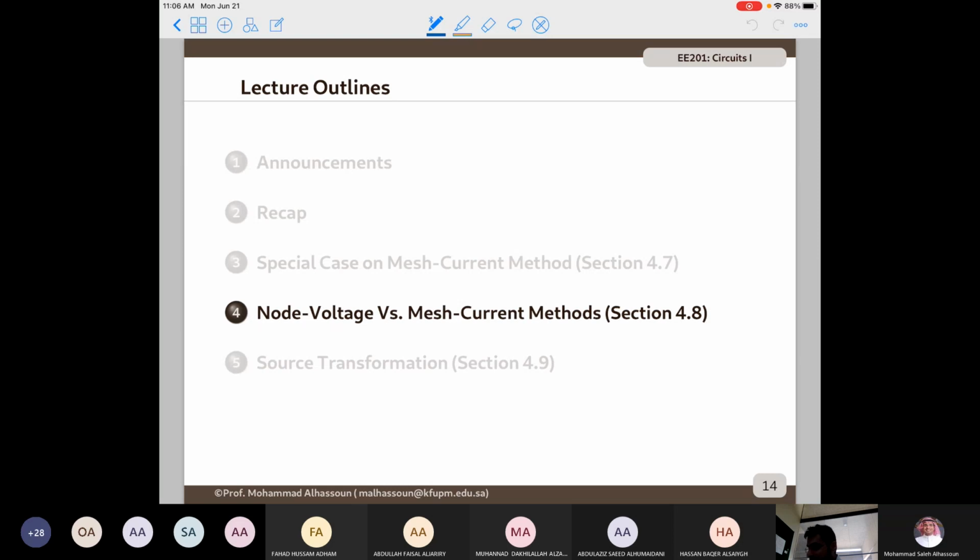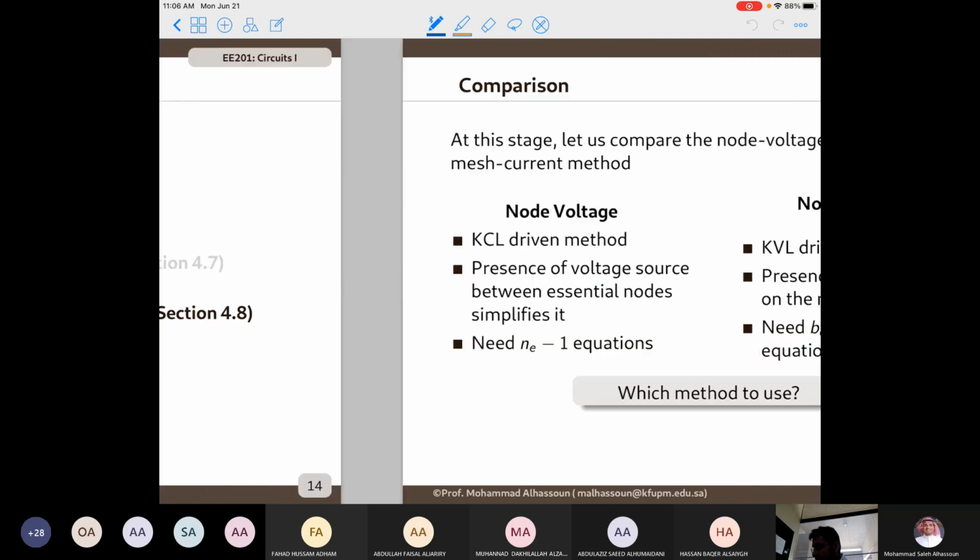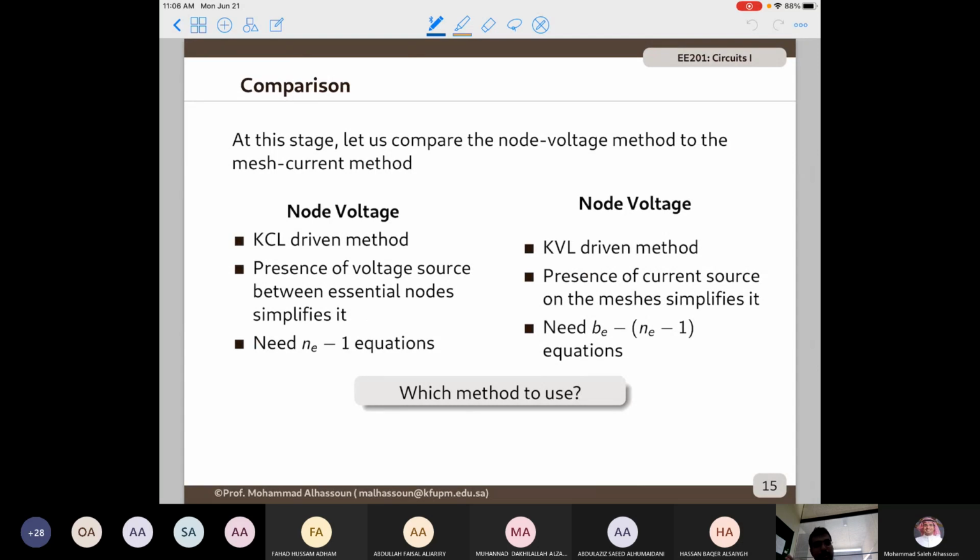So moving to the comparison between the node voltage and mesh current method, this will answer your question, Aziz. Let's pause and compare the mesh current method with the node voltage method. Remember, we introduced two techniques, and we said those techniques are going to simplify our analysis of the circuit. They're going to reduce the number of equations needed to solve for the branch currents by introducing intermediate variables. So let's compare the node voltage method with the mesh current method.